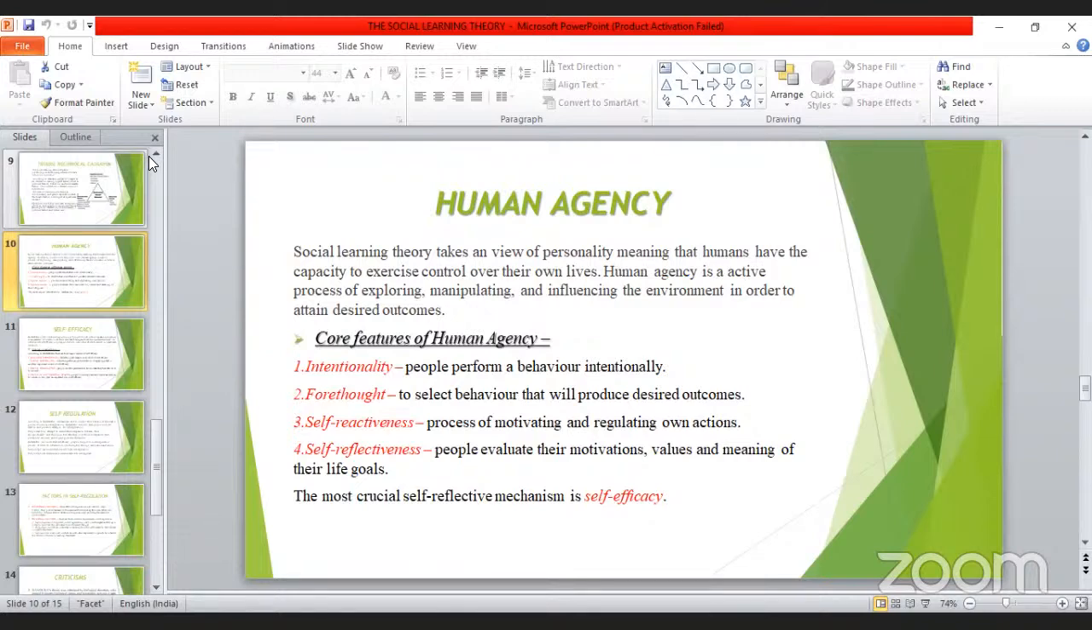Okay, so human agency is not a thing but an active process of exploring, manipulating, or influencing the environment in order to attain desired outcomes, right? So there are some core features of human agency. First is intentionality. So intentionality refers to acts that a person performs intentionally, right?